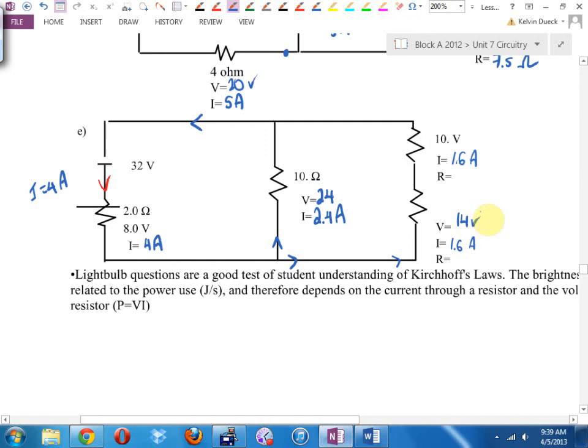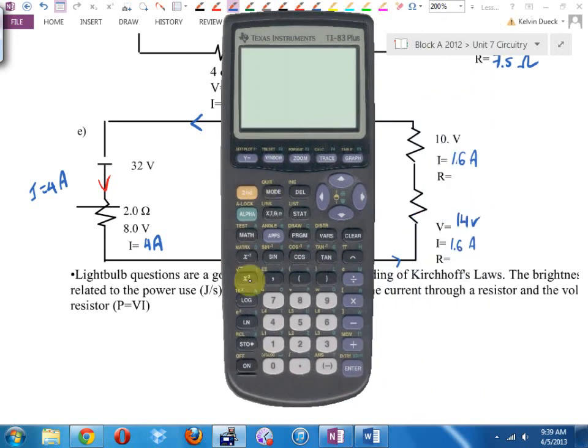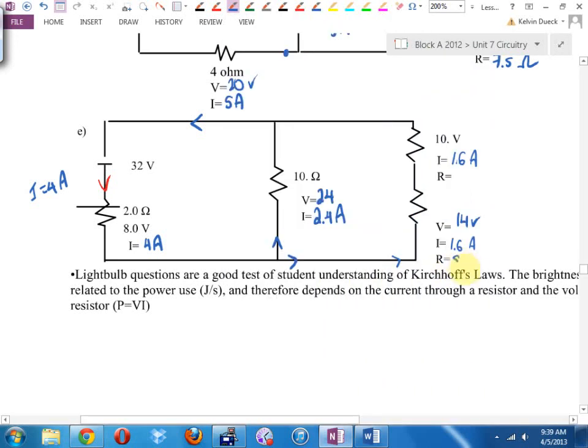Do I know 2? I know 3. Resistance is going to be 14 divided by 1.6. That one I'm... Sorry? 8.75. And what about the top resistor? It's going to be 10 divided by 1.6. 6.25. And I said amps, I meant to put ohms in that bottom one. Let's fix that, Mr. Duke.